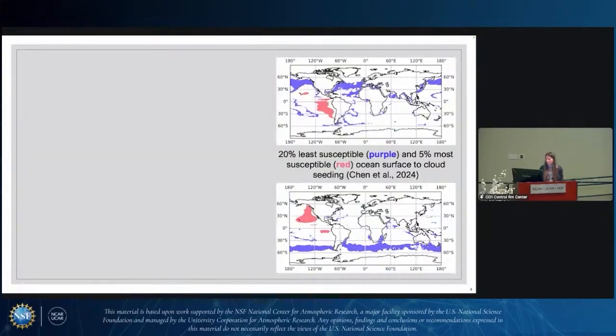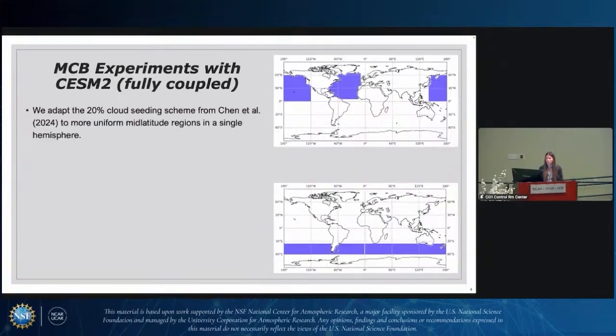So these are the cloud seeding masks from Chen et al. 2024, and this study uses monthly varying masks. The top is for December and the bottom is for June. Note that the 20% scheme largely covers the wintertime mid-latitude regions, whereas the 5% scheme largely covers those tropical and subtropical regions, which is what we want to move away from. So we adapt the 20% scheme into new cloud seeding masks, which also cover 20% of the ocean surface, but over more uniform regions, largely within the mid-latitudes and a single hemisphere at a time.